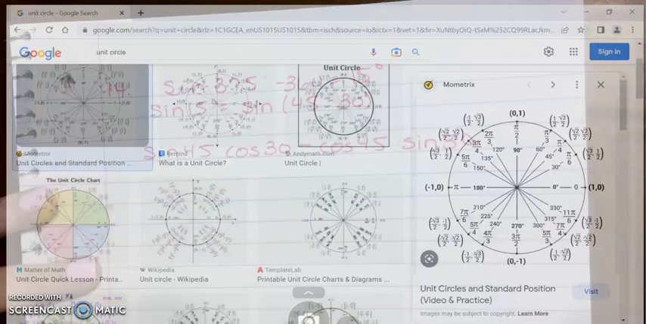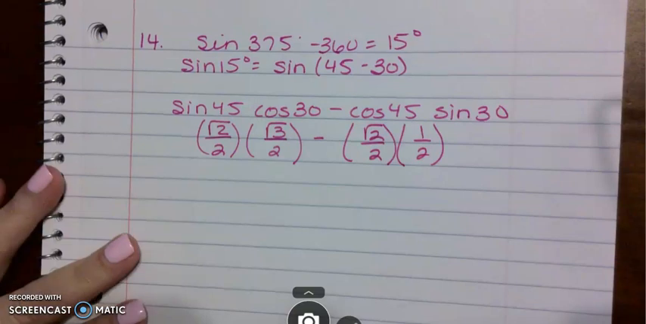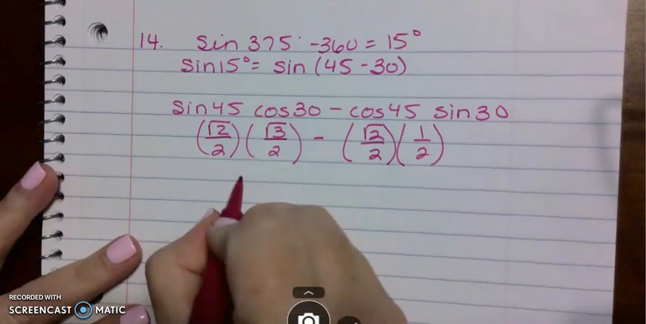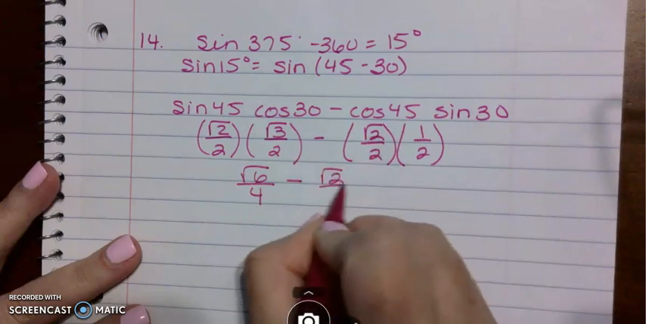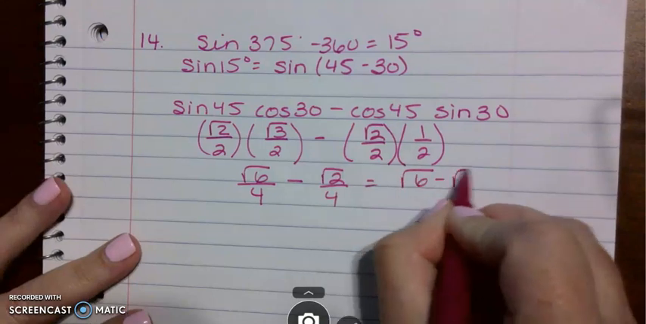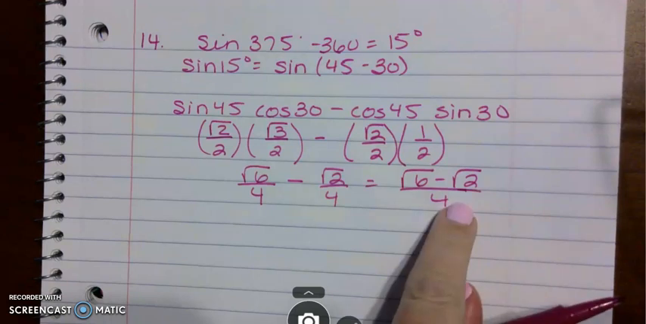Now let me get my unit circle back up. Sine of 45 is square root 2 over 2. Cosine of 30 is square root of 3 over 2, minus cosine of 45, square root 2 over 2, and sine of 30 is 1/2. So this is what I have. We're going to multiply. We get the square root of 6 over 4 minus square root 2 over 4, and all I can really do is that. So there is my final answer.